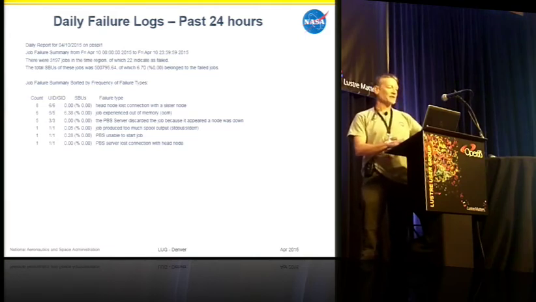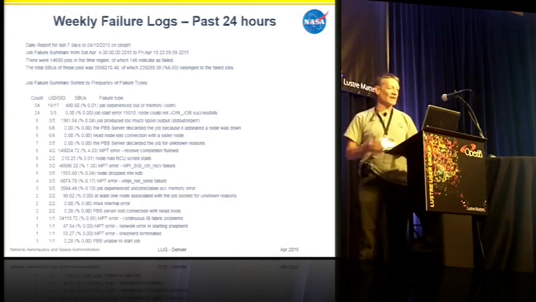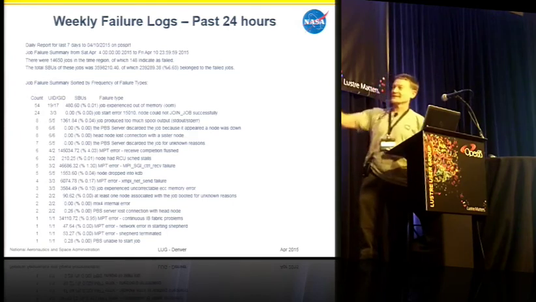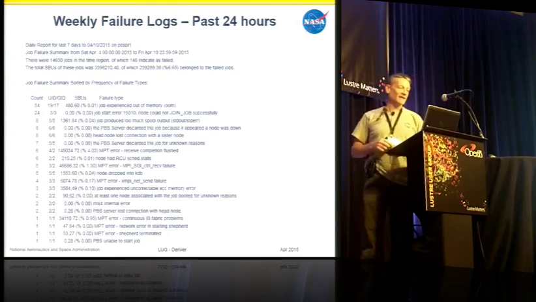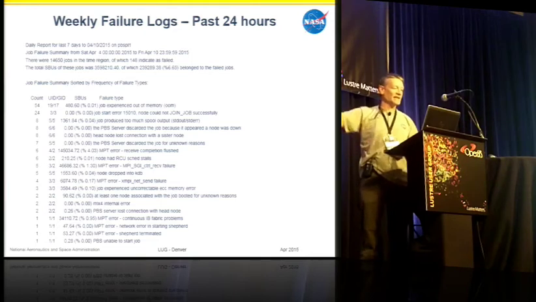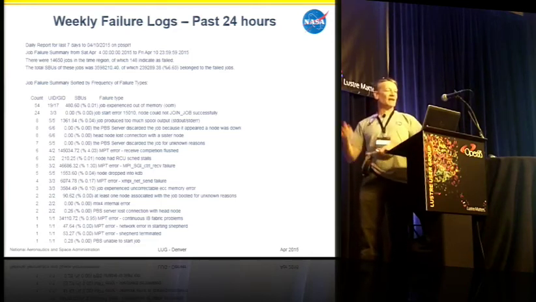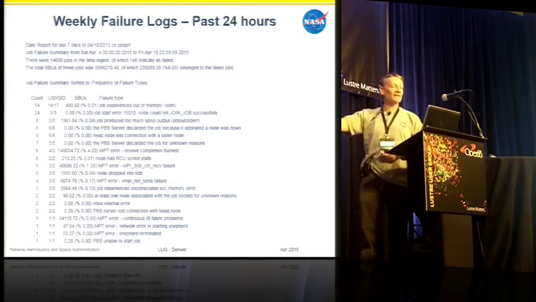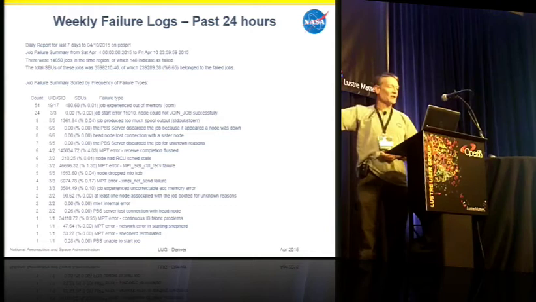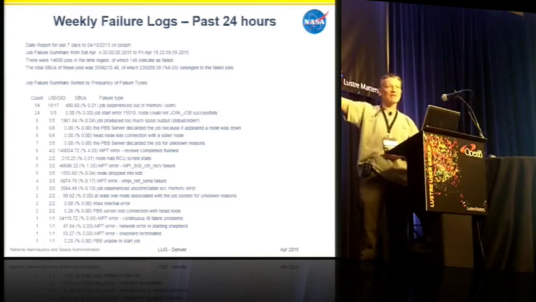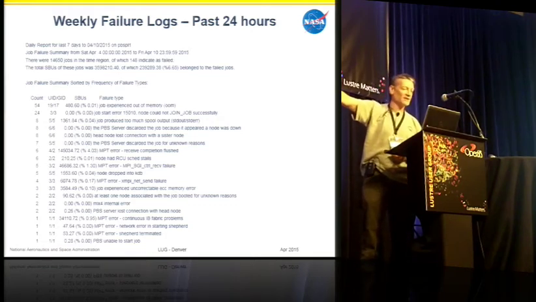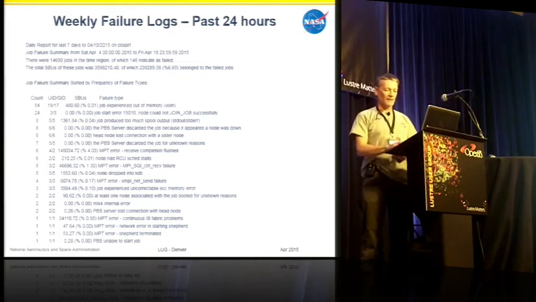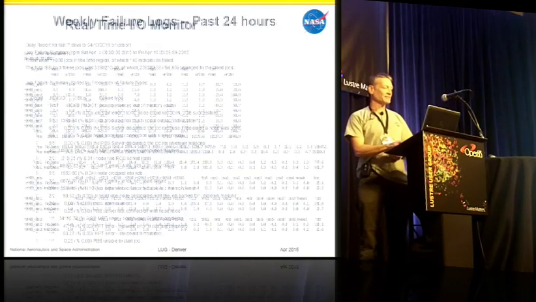And so it tells us the percentage of the SBUs, how much of the workload, and then you have weekly totals. And so it lists all the different types of errors that we might have seen and the failure rate. So this was 14,650 jobs this week, 148 that failed for these various reasons. And so a lot of them are happening at startup, but some of them aren't. And so the ones that aren't at startup have higher SBU charges against them.